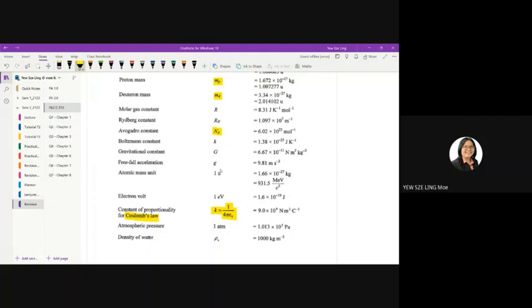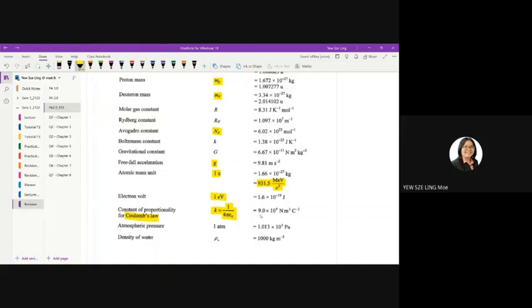Free fall acceleration, well, I think you might need it, but not always. Sometimes you might need it when your charged particle is moving in an equilibrium state. It depends on the questions. And then the atomic mass unit, which is 1 u. Like I told you, 1 u equals 1.66 times 10 to the power of negative 27 kg, and at the same time it equals 931.5 MeV over c squared. So that's why you can cancel out the c squared in your calculations.